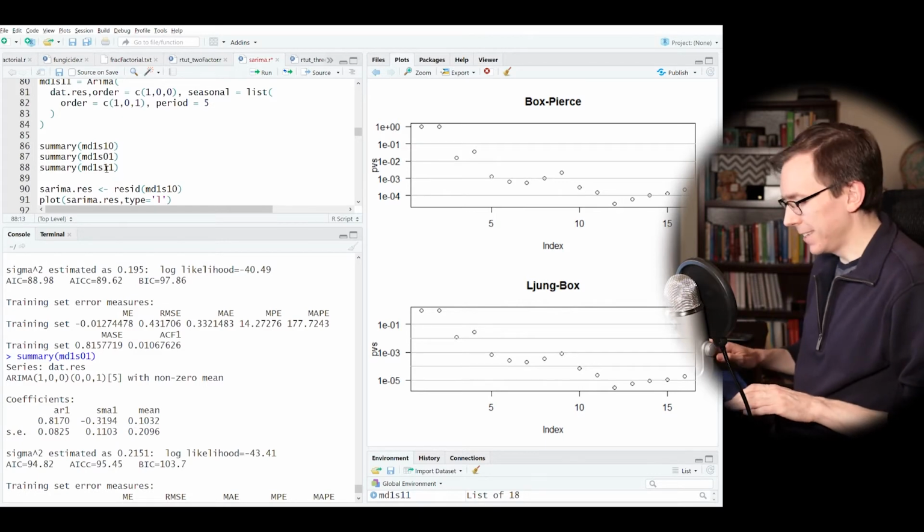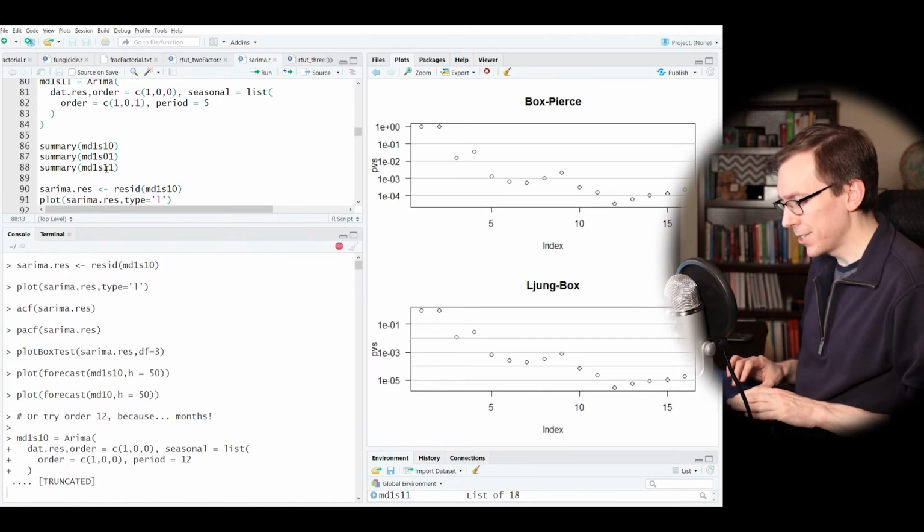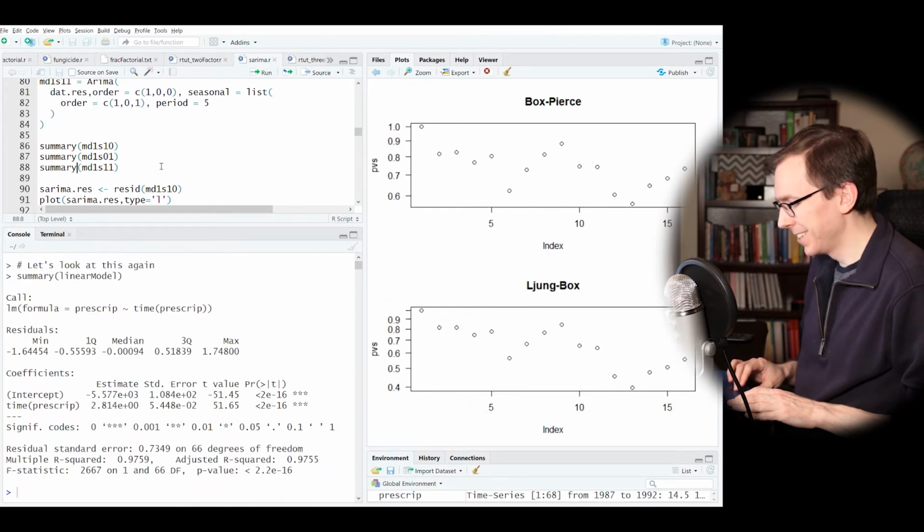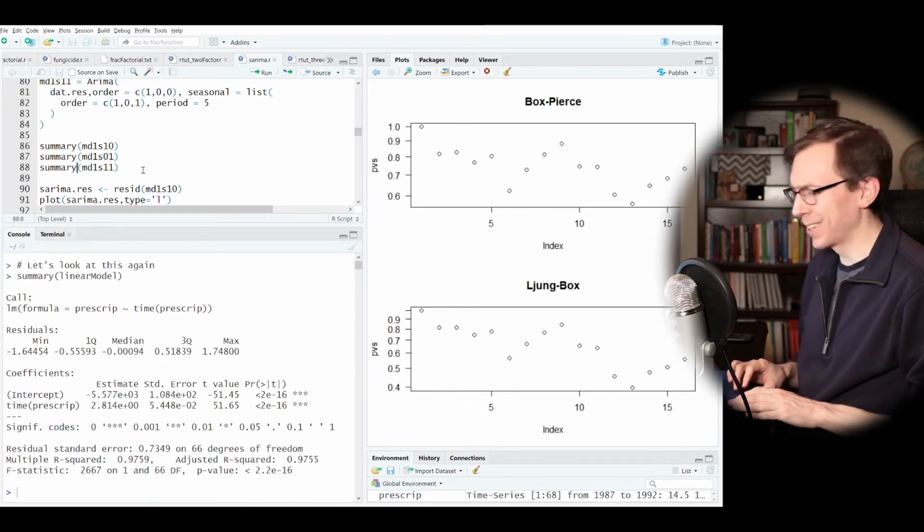And then lastly, let's look at the seasonal. Wow, what did I just do? I think I just ran everything. Well, that's, I guess, spoiler alert. Sorry about that.